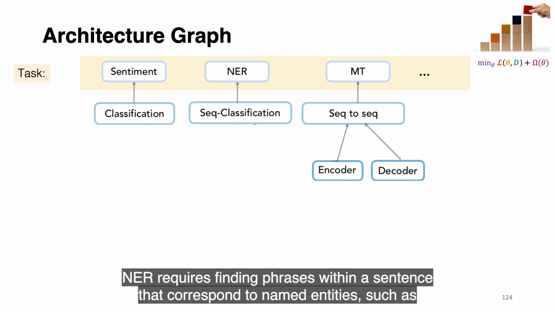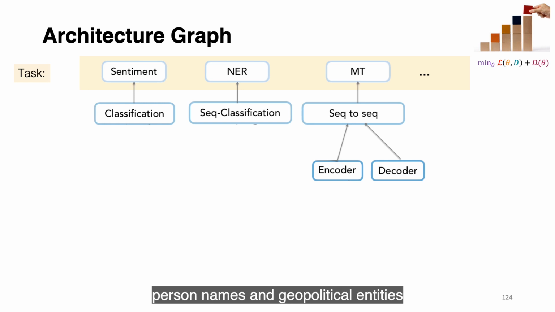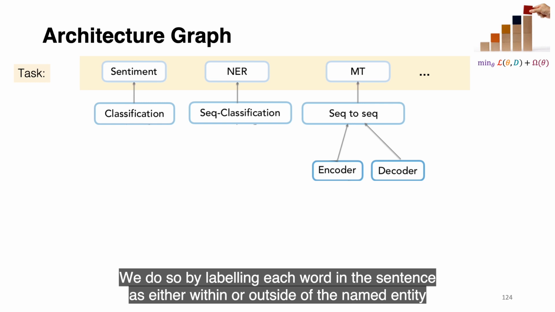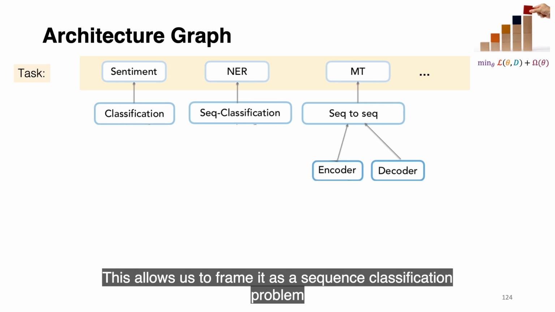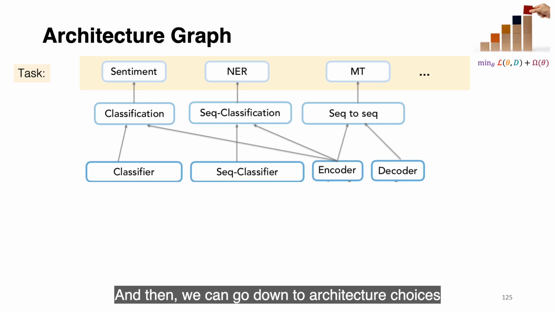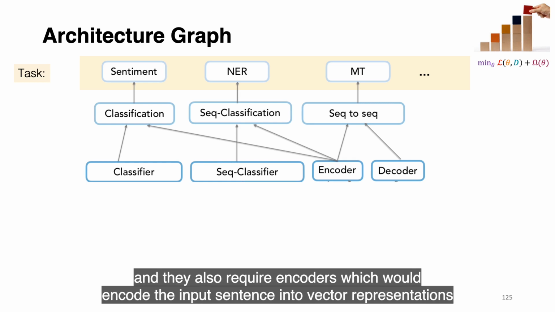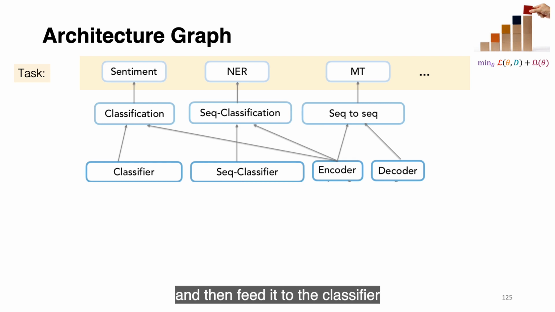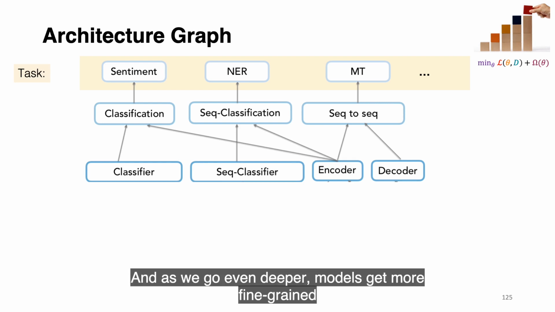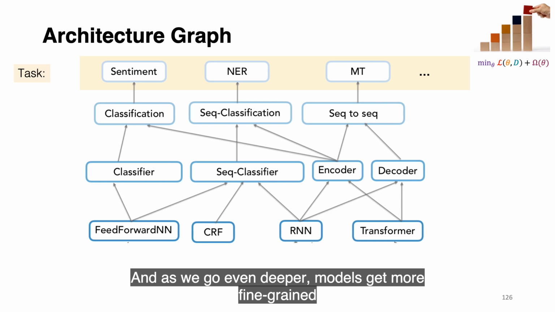NER requires finding phrases within a sentence that correspond to named entities, such as person names and geopolitical entities. We do so by labeling each word in the sentence as either within or outside of a named entity. This allows us to frame it as a sequence classification problem. And then we can go down to architecture choices. Classification tasks, of course, require classifiers. And they also require encoders, which would encode the input sentence into vector representations and then feed it to the classifier. And as we go even deeper, models get more fine-grained.